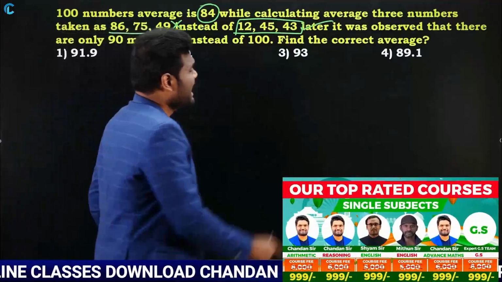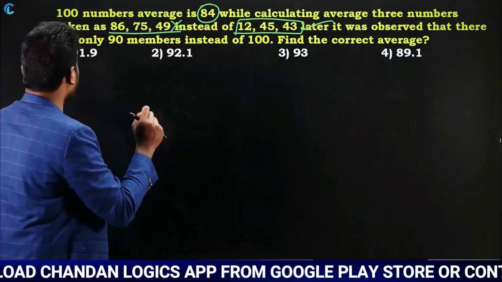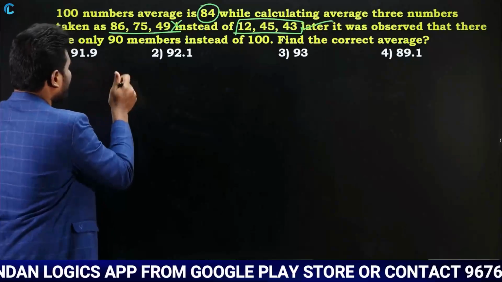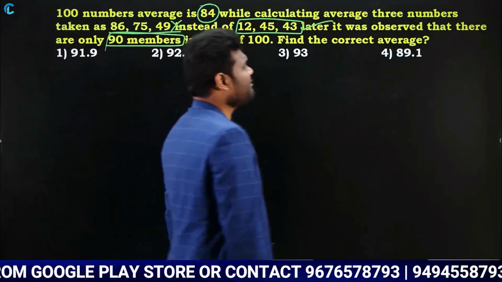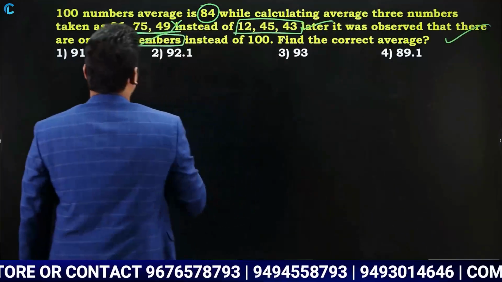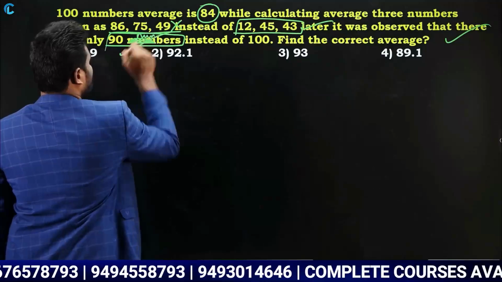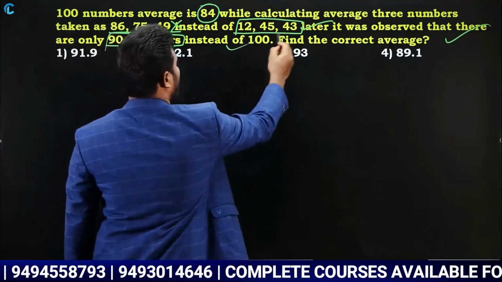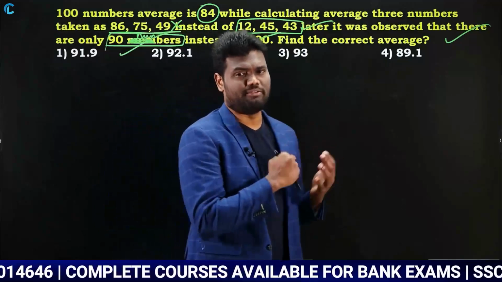And it is said that later it was observed that there are only 90 members. It is said that we have only, how many is it? 90 members, or 90 numbers. We have only 90 numbers, 90 numbers instead of 100 numbers. Find the correct average. Now even this question is similar to the previous question.